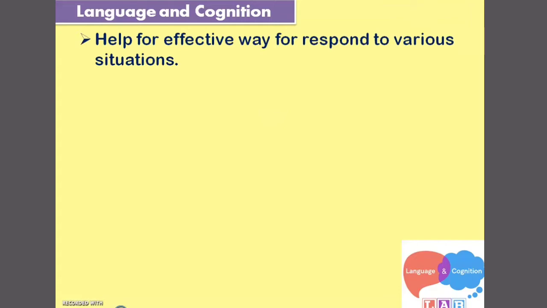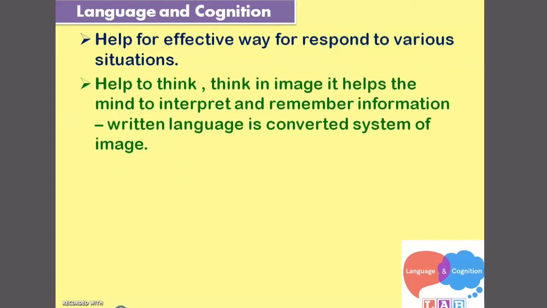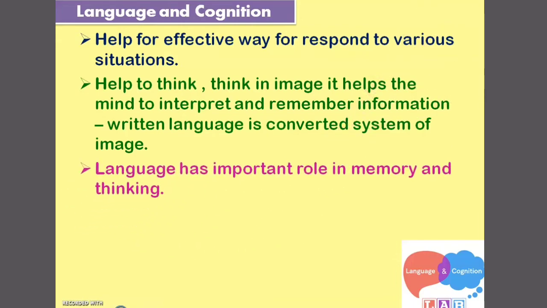It helps us respond in an effective way to various situations based upon the situation. That is problem solving. It helps to think in images. It helps the mind to interpret reasonable information. Written language is a converted system of images. As I already stated, written language is the converted system of images in your mind, and the converted system of images is developed through thinking. That's the relationship between language and cognition.